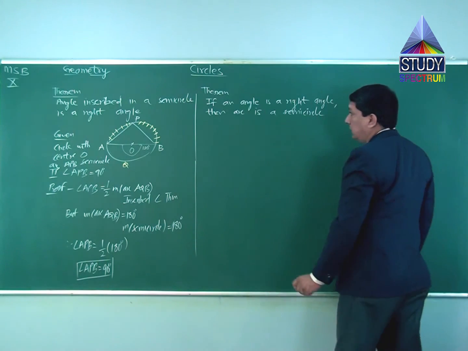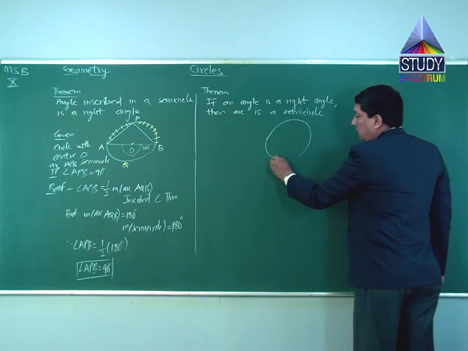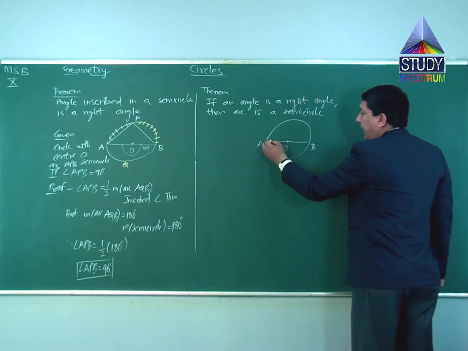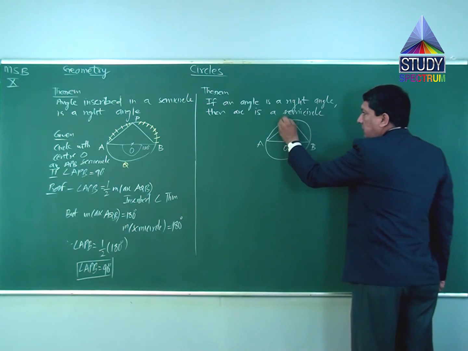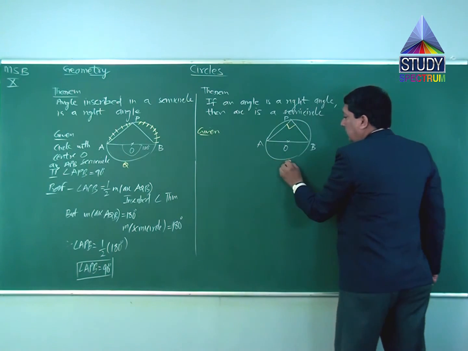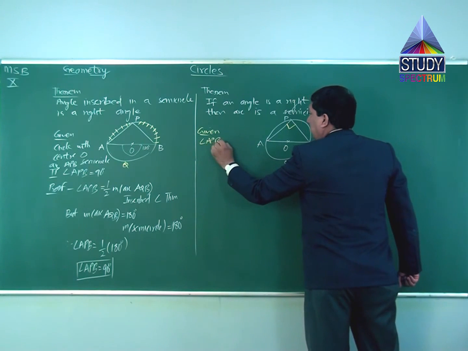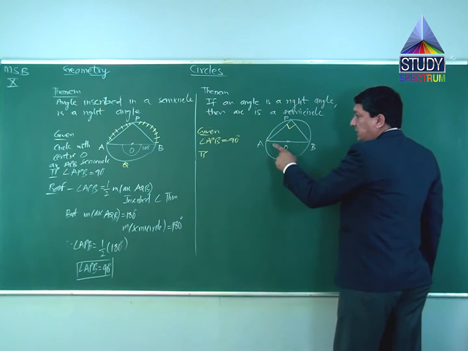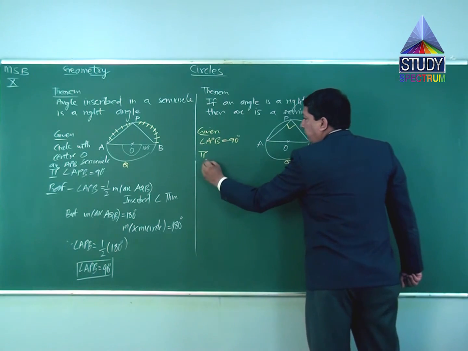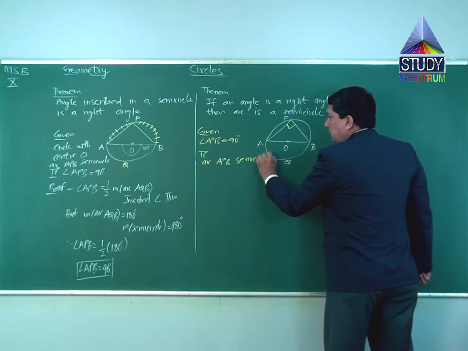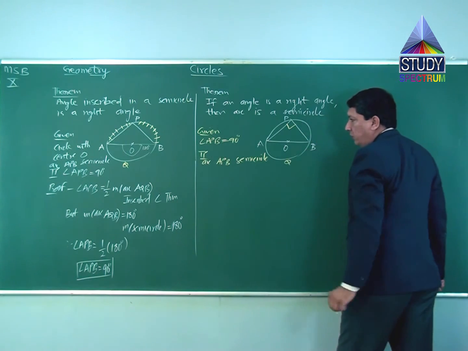Next is the converse of this one. Same figure I am writing. This time it is given to us that angle APB is 90 degrees. Given: angle APB is 90 degrees. To prove, this time we need to prove that arc APB is a semicircle. Just the converse of before.